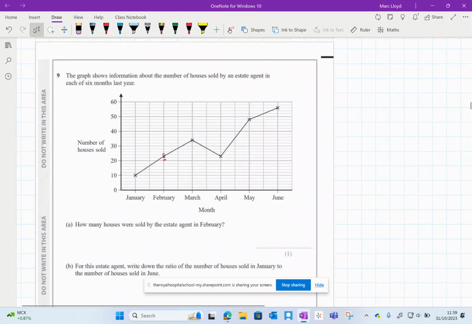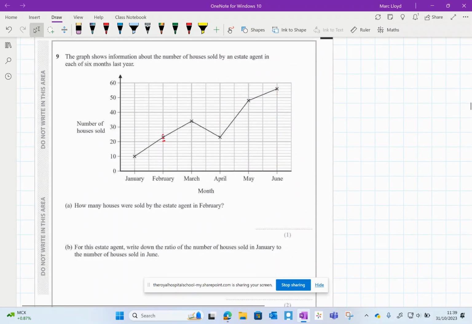Question 9. The graph shows information about the number of houses sold by an estate agent in each of 6 months last year. Looking at this, number of houses sold, 10 is worth 10. Each of those little lines is worth 2. How many houses were sold in February? You can see I've already got my red lines proving that I did do this question earlier. So we've got 22. That's in the middle.